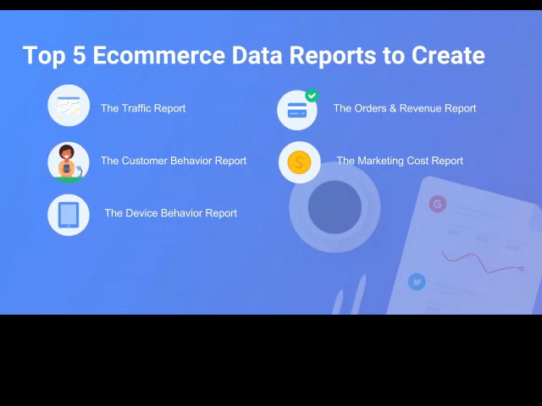Then we're going to move to money. We want to know all about the money. The orders and revenue report is going to show you how much money each channel is bringing in and how they're doing it. And then your marketing cost report is going to take the flip side of the orders and revenue report, and it's going to show you exactly how much you're spending, where you shouldn't be spending, and maybe where you should be spending more. And then the device behavior report is basically the same thing as the customer behavior report, but we're going to look at this with a perspective of mobile because it's extremely important.